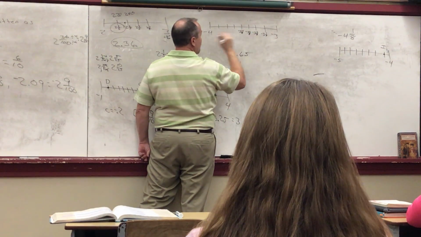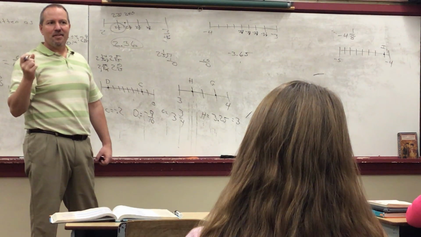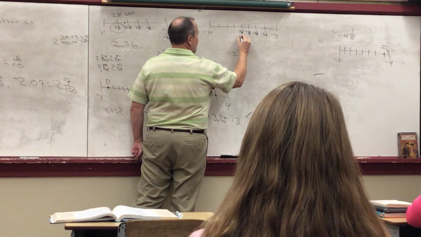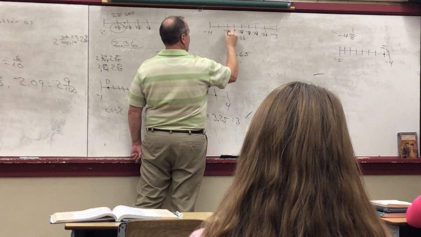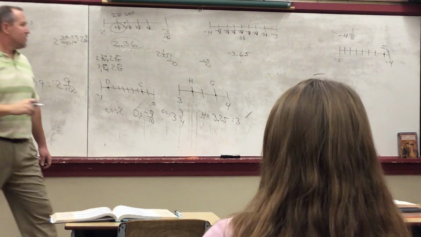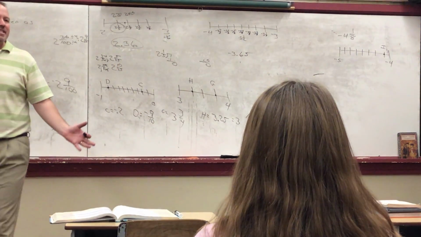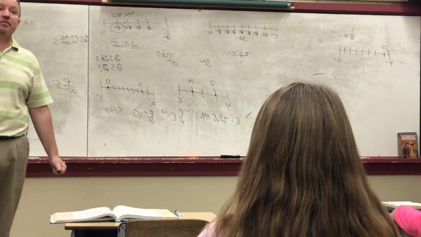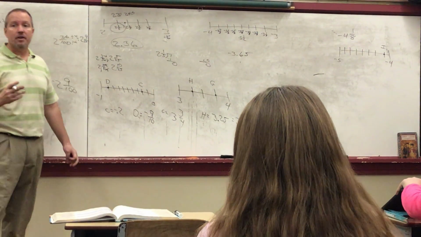-3 and 4/8, which is the same as -3.5, -3 and 5/8, -3 and 6/8, -3 and 7/8. Okay? Sorry, not 1/4, 1/2. Sorry about that. Okay, once again, worst case scenario type of problem. Probably won't have anything this difficult, but if you can do this, if it makes sense, it makes everything else simple, okay?